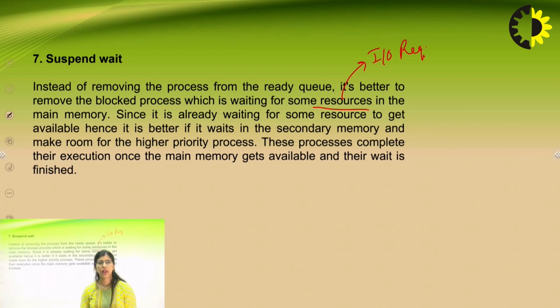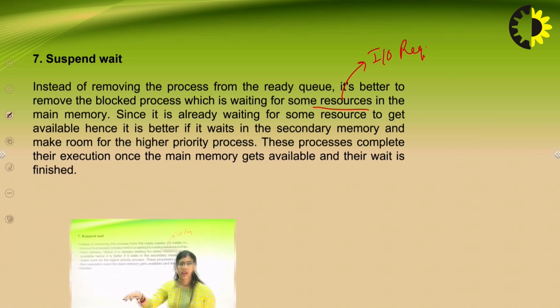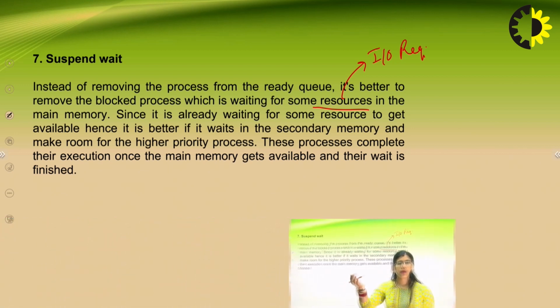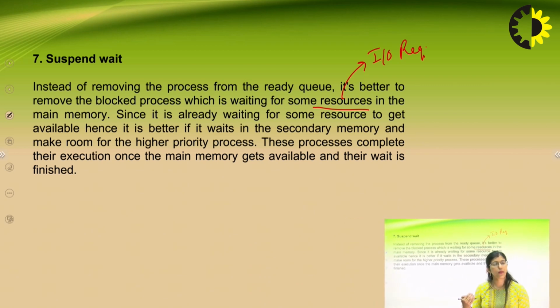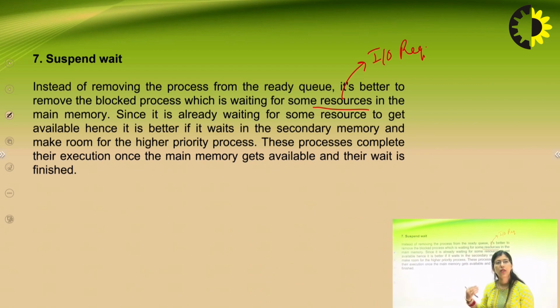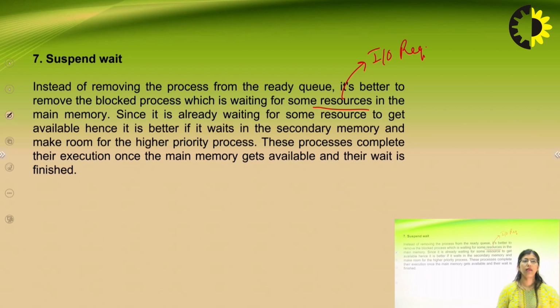At that particular time, the wait queue is getting full, so we move the processes from wait to suspend wait. Since it is already waiting for some resource to become available, it is better if it waits in the secondary memory and makes room for the high priority process. These processes complete their execution once the main memory gets available and their wait is finished.